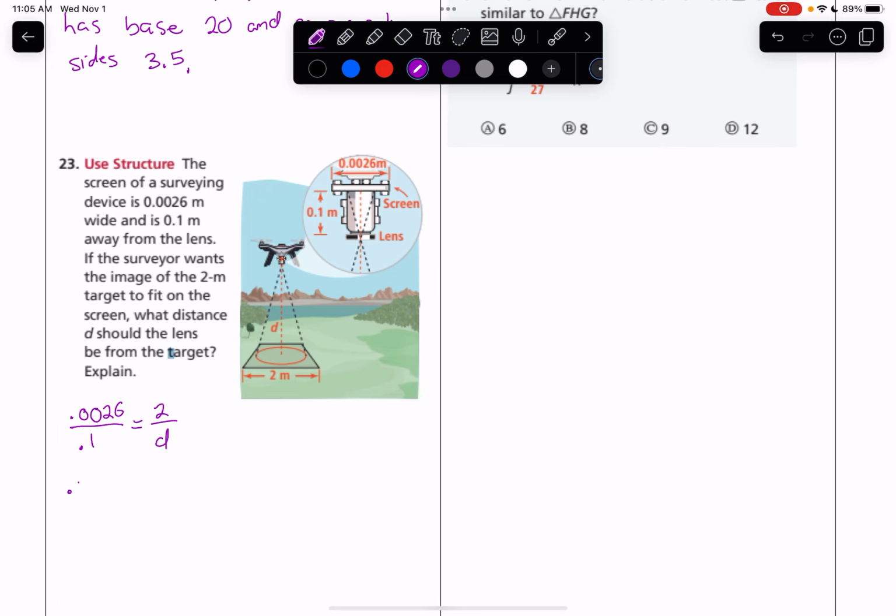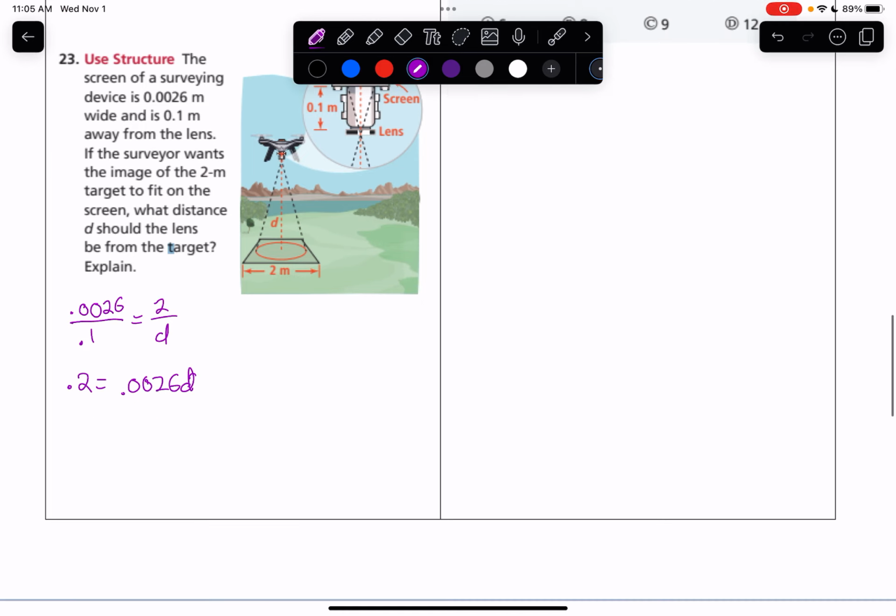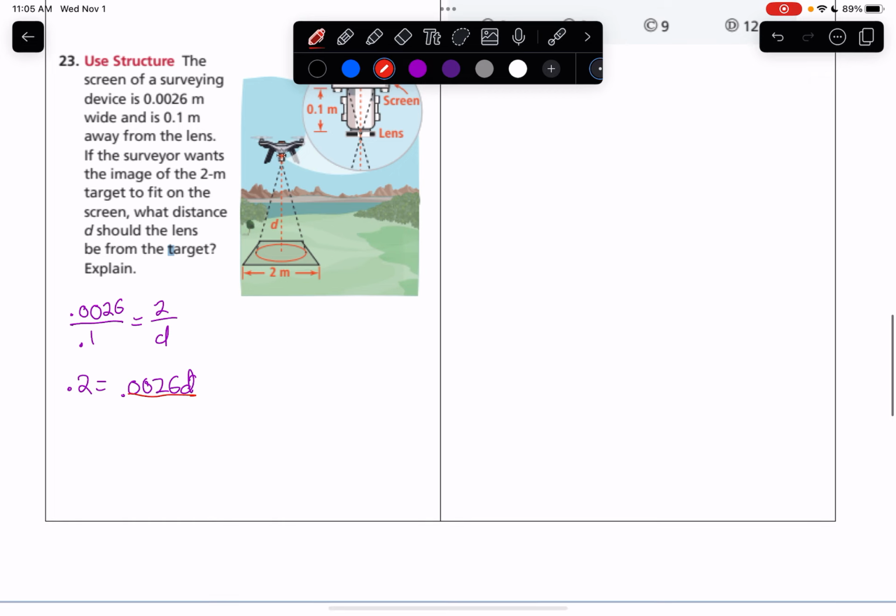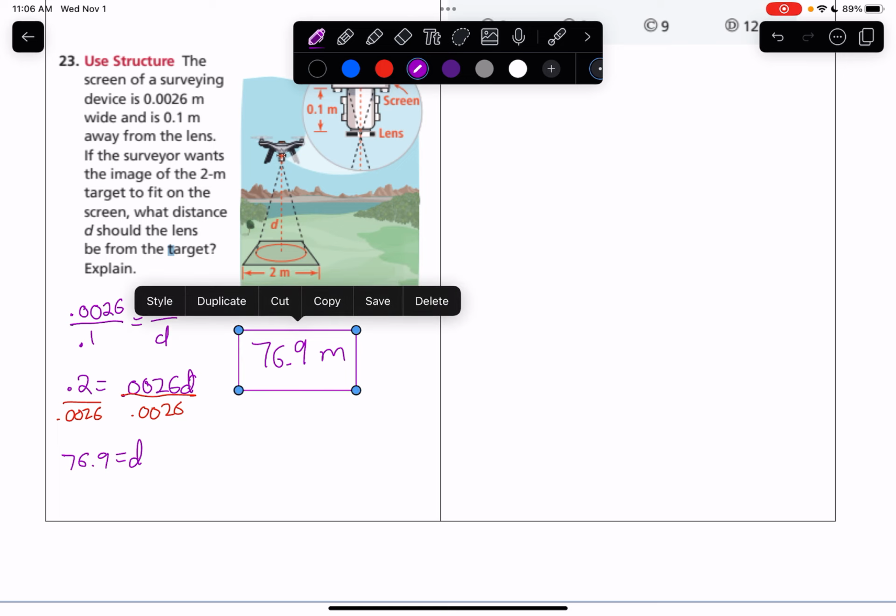0.1 times 2 is 0.2 equals 0.0026d. And then I divide both sides by 0.0026. And I get 76.9 equals d. So 76.9 meters away from the target, which is pretty tall for a drone, I think, but I have no actual idea.